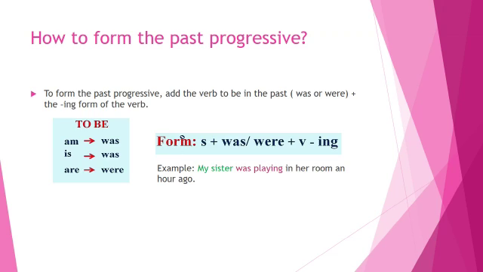So my sister is the subject and it's in singular form. That's why we used was. And then we add the verb play plus -ing form.